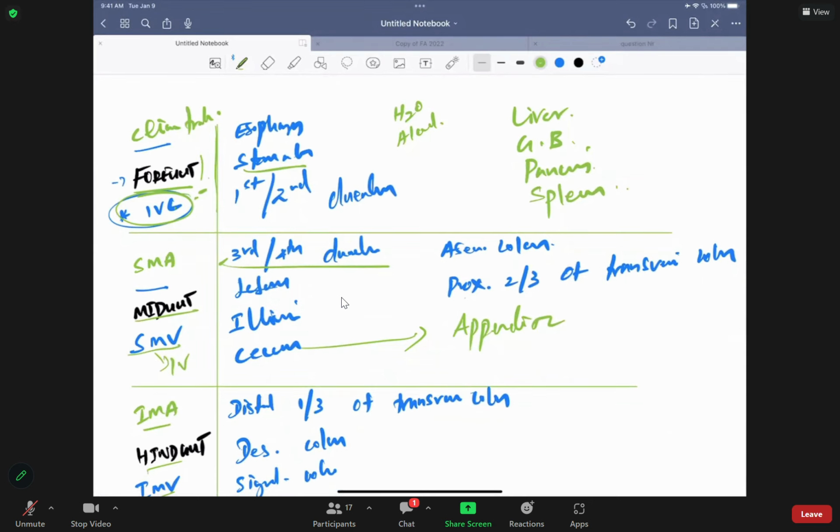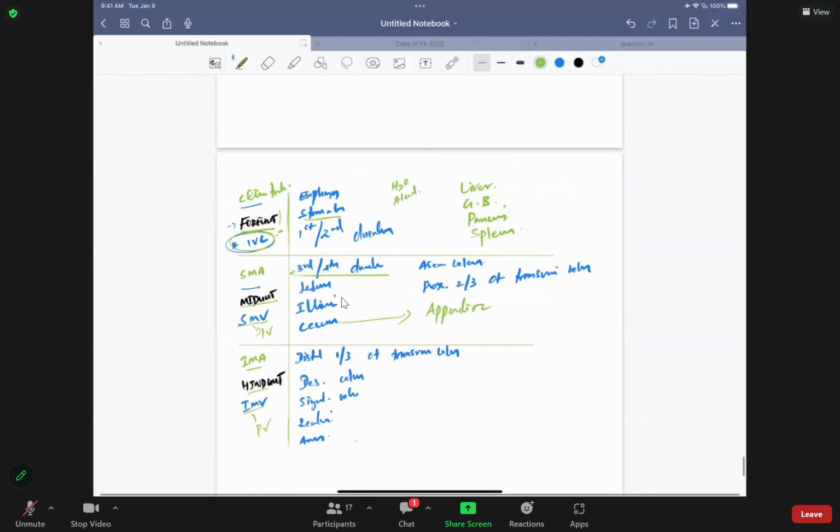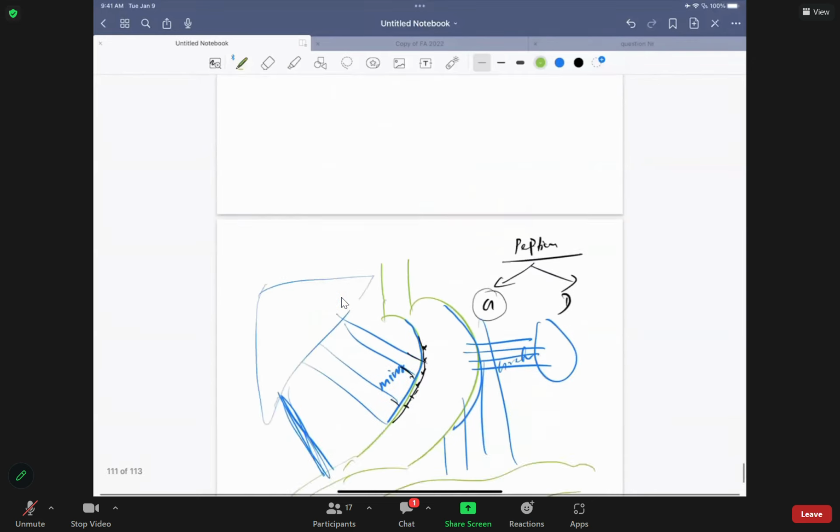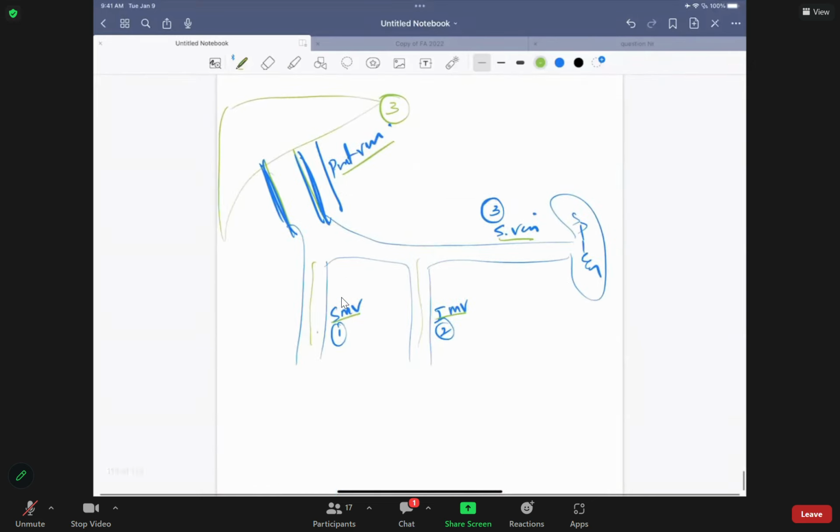Are we good with that? All right, so now we did that. So let's go back here. So we know how the portal vein is formed. Three structures joined together, and it formed the portal vein.